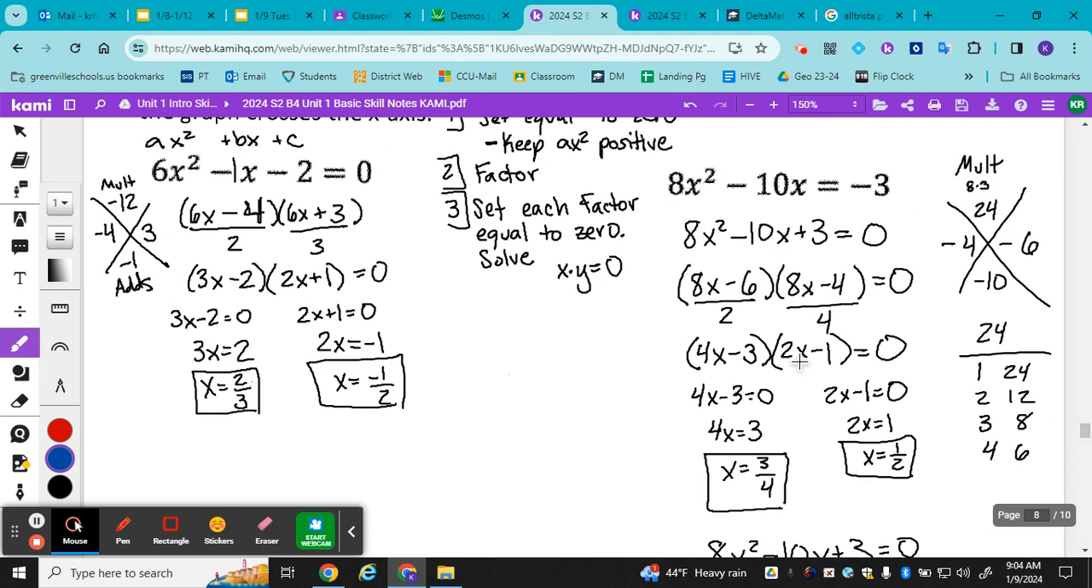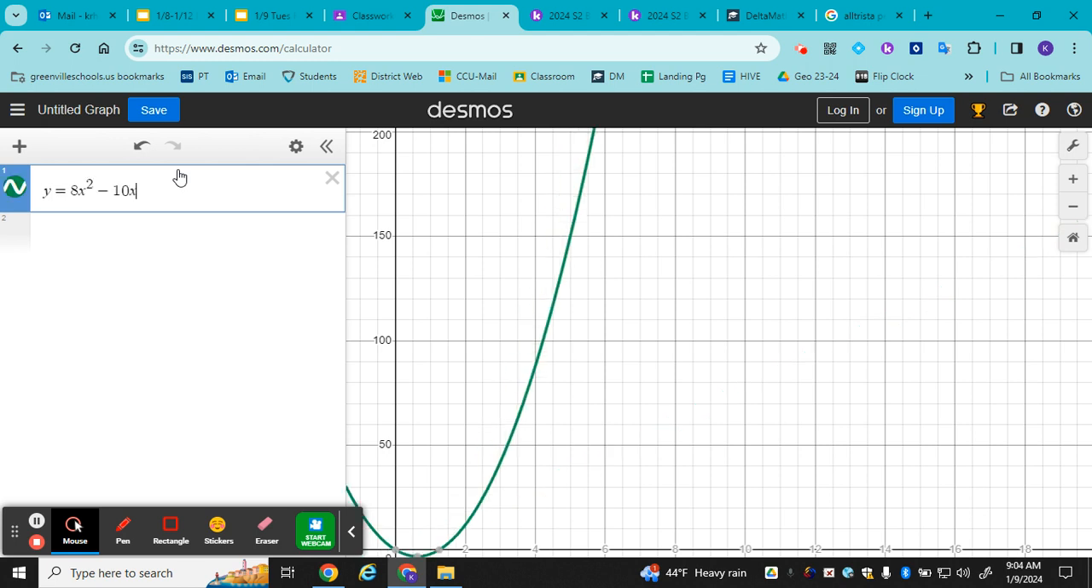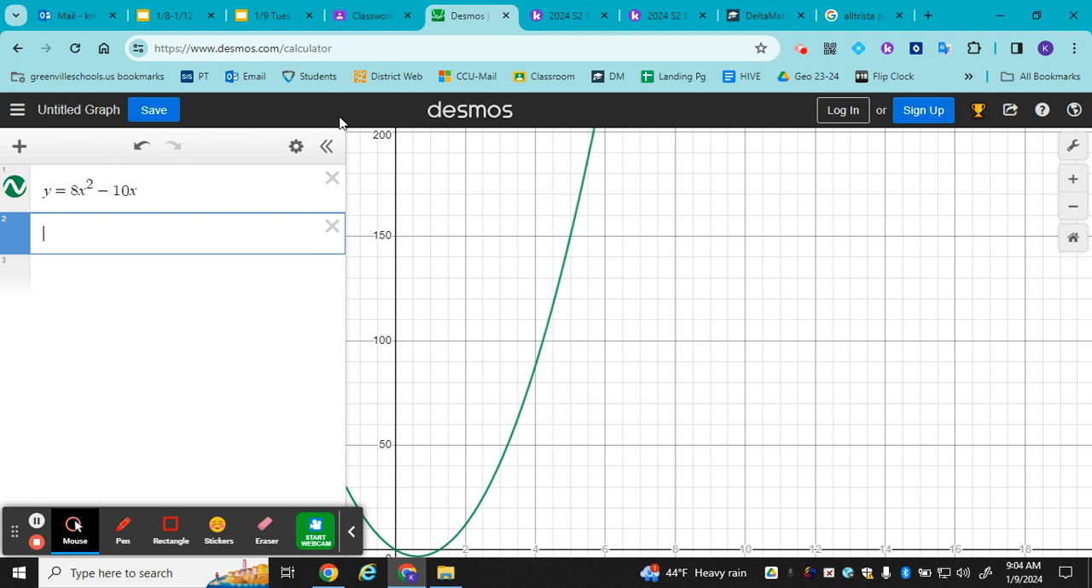So for instance, if we wanted to check, let's check this one since I worked it 2 different ways. I'm going to put 8x squared minus 10x in for one of my graphs. 8x squared minus 10x for one of my graphs. It is parabola going up. And the other side is -3.